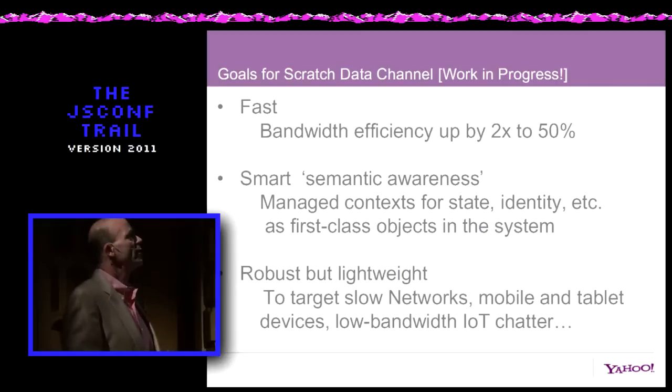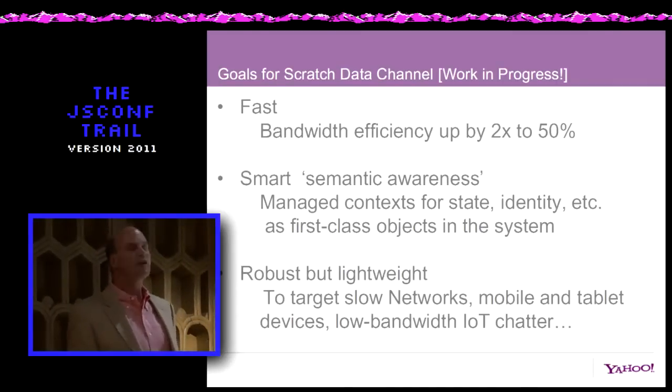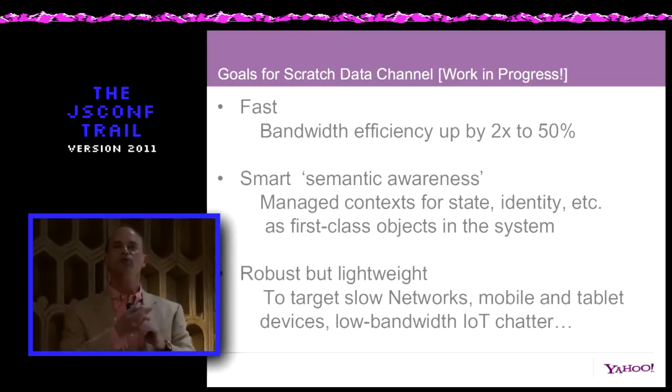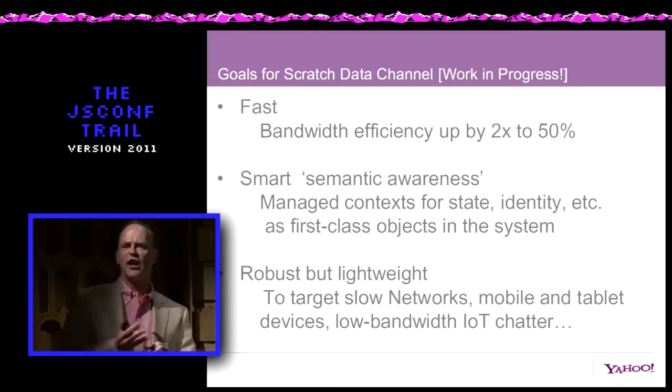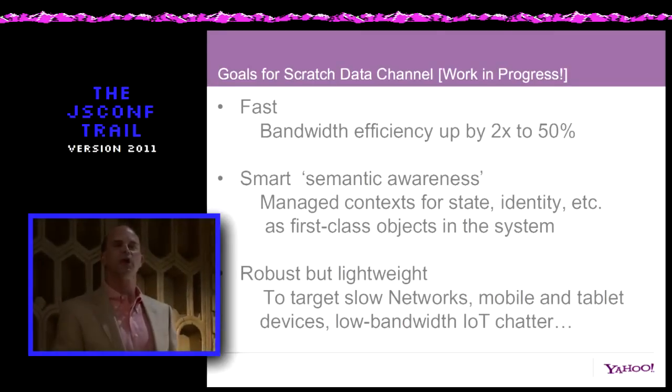We need semantic awareness. We need managed contexts for the web. Identity, state, first-class objects in the system. We do this today. We manage state. We have persistent connections. It's that HTTP 1.1 thing. We manage state. There's those cookies. Oh, don't get me started on cookies. Just do not get me started. First-class objects in the system for state, identity, for encryption, for several other aspects of things that are bolted on after the fact, should be first-class objects in the web, should not be treated as second-class citizens.